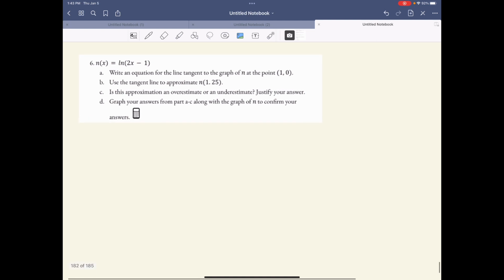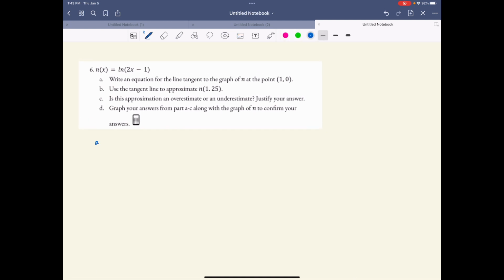The line that we are trying to find, we can use y equals, in this case, our function is named n, so it's the derivative of n at the particular a value that we're interested in. In this case, it's going to be 1 times x minus 1 plus 0. So this is my x value, and this is my y value given in my coordinate point.